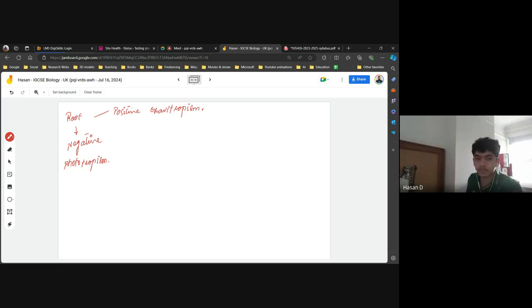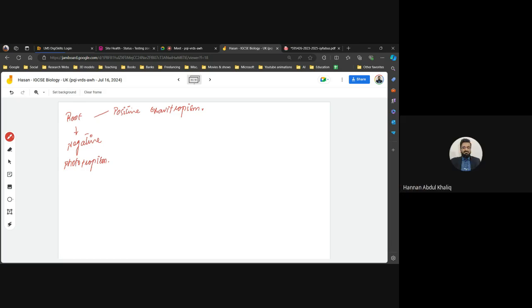Yeah. Now the most important thing here: the plants don't have specific receptors like an animal to turn towards gravity or light.